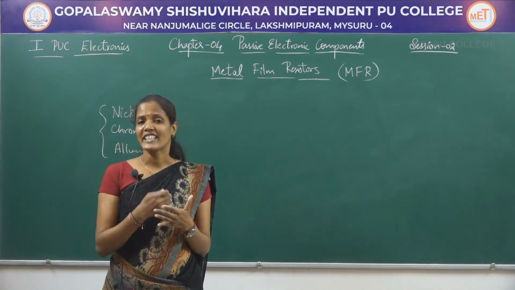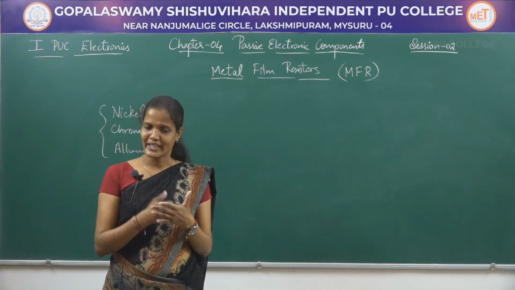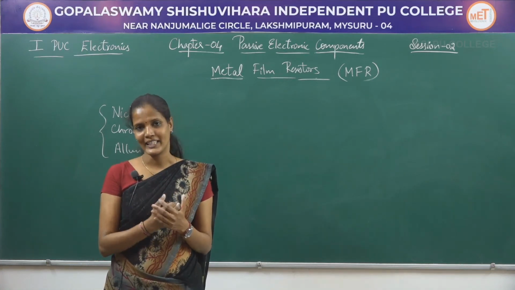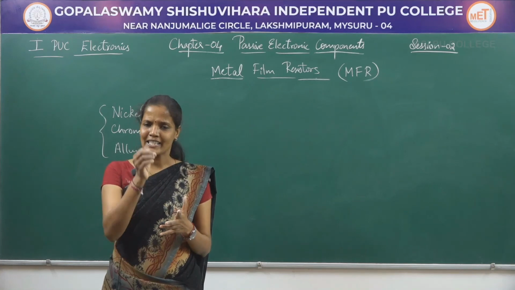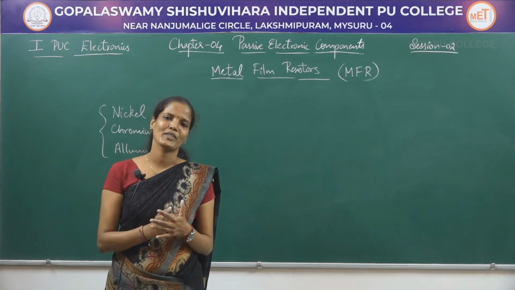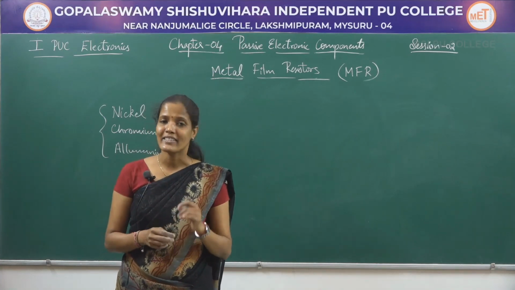Later on, a non-conductive material will be coated on the resistor element for insulation as well as mechanical strength purpose. And the last step is that the color bands will be coated on the surface of this resistor in order to indicate its resistance value.